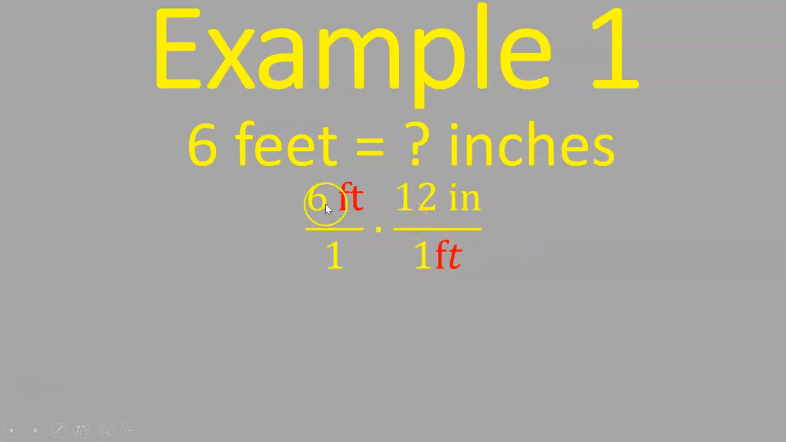Now I'll multiply regular fractions, go straight across. 6 times 12, 1 times 1, and that would be 72 over 1. Notice the feet have been canceled, and 72 over 1, of course, is 72 inches. Now again, it may seem natural to you or common sense just to multiply and not write these fractions, and that's fine. But again, unless you have a good handle on it, there's the danger of being confused on when you multiply and when you divide.